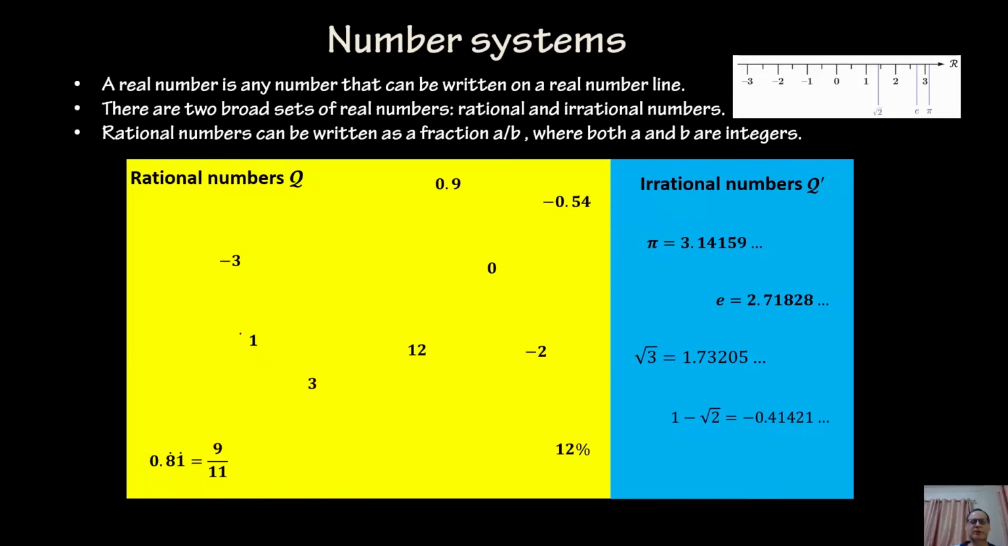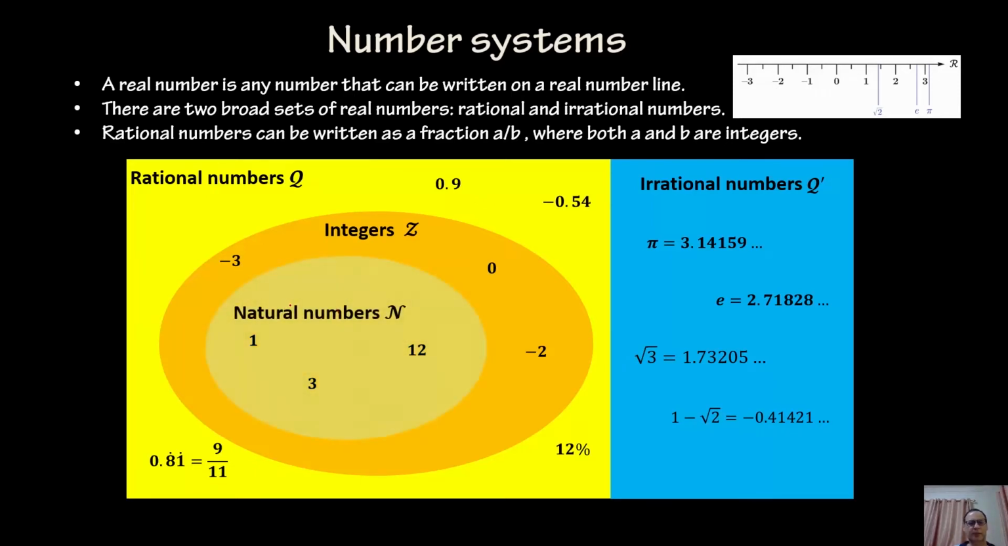Okay, so from the rational numbers, we can identify the integers as a subset. Integers are whole numbers, such as 0, 12, minus 2, 3, 1, minus 3. They are whole numbers, and they can be positive or negative, including 0. From that set, we can identify the natural numbers, 1, 3, 12. Natural numbers are from 1 to infinity. Okay, no 0 and no negative numbers.